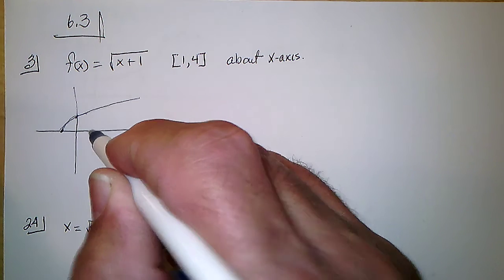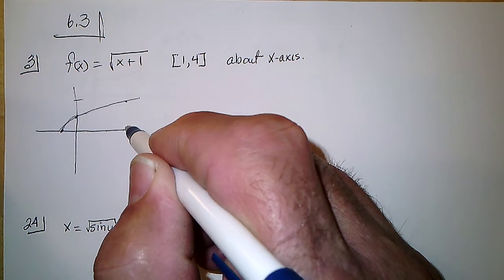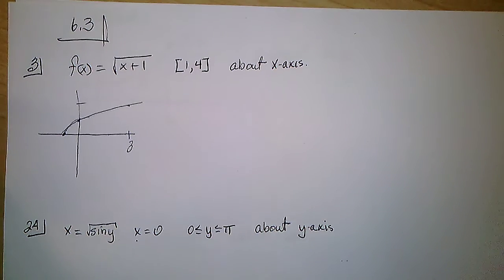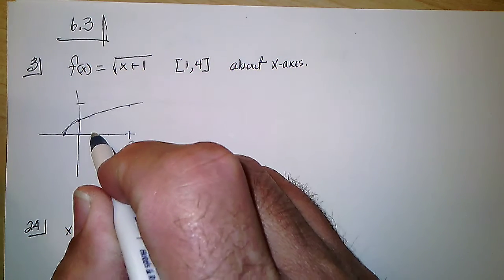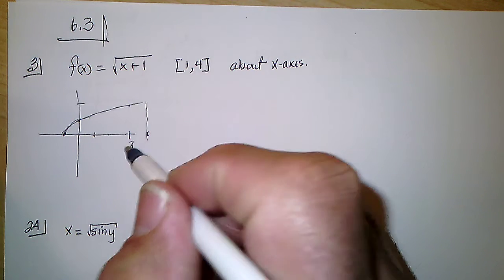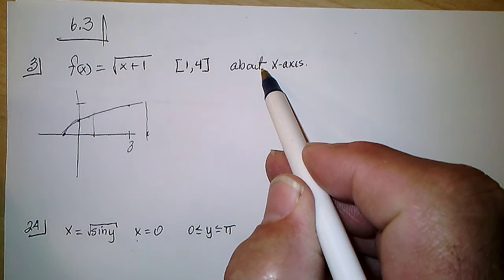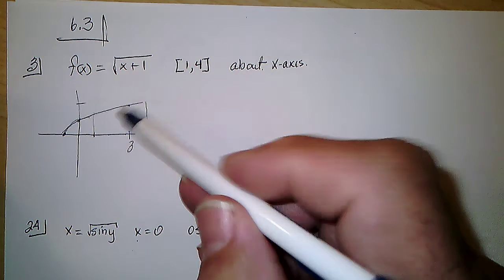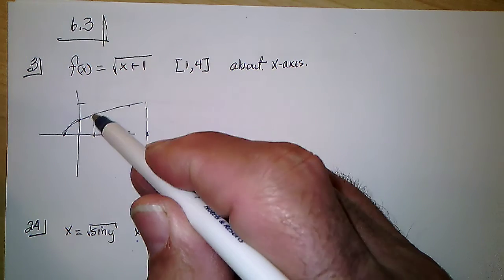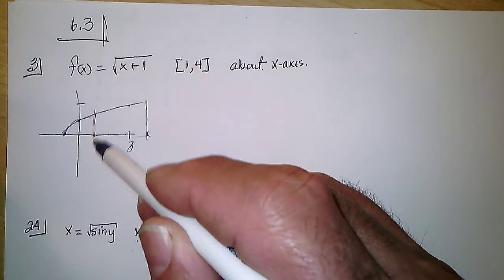So 1, 2, 3, 4. It'll be up 2, and that'll be at 3. And they said from 1 to 4, and we're going to go about the x-axis. So if we're going to go about the x-axis, and we're going to do the disk method, we're going to have this region down here.